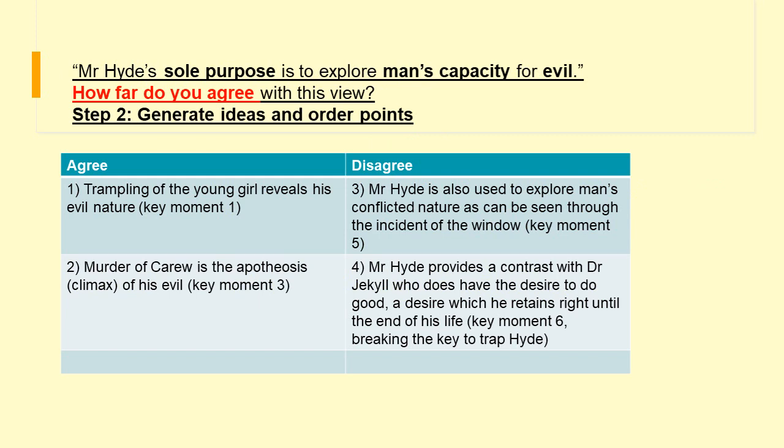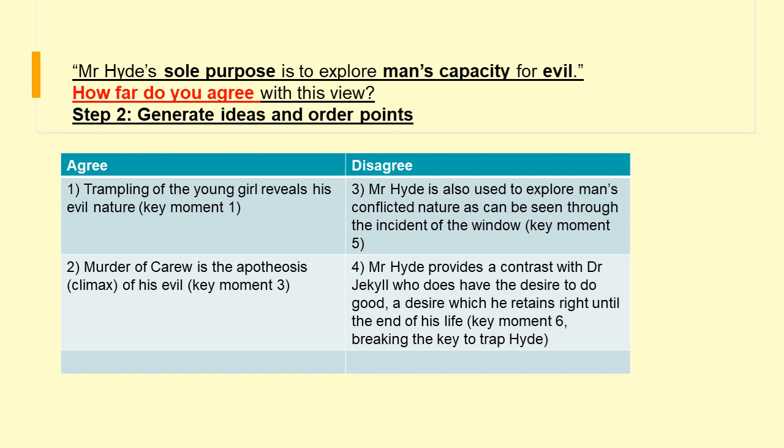Okay, so step 2. So we've done step 1, which is annotating the question. We're now on to step 2, which is generating ideas and ordering your points. So I would start by talking about the trampling of the young girl to agree with the statement. So it shows that we are demonstrating how he represents man's capacity for evil by exploring key moment 1. He trampled calmly over the young girl's body. You should all know that quote by now, talking about the oxymoron, how it reveals his sinister, evil nature. So you could explore that moment to agree with the statement.